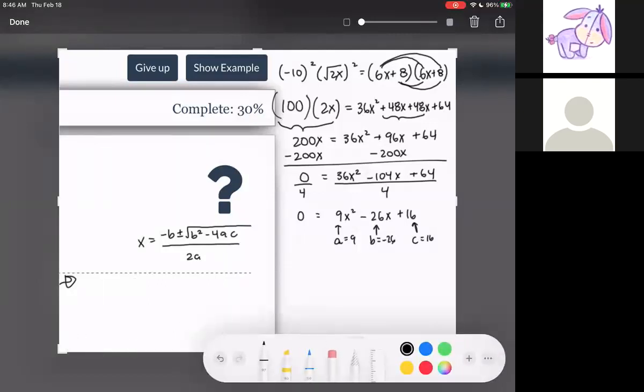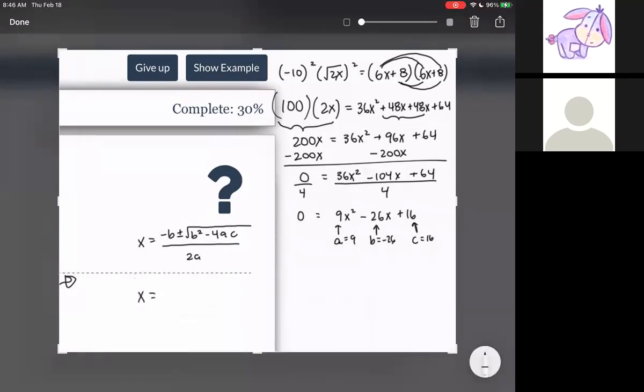Okay, so let's plug it in to our formula. X equals negative of a negative 26, so that gives us positive 26, plus or minus the square root of b squared, so negative 26 squared, minus 4 times a, which is 9, times c, which is 16, all over 2a, and a is 9. Any questions about plugging it in?